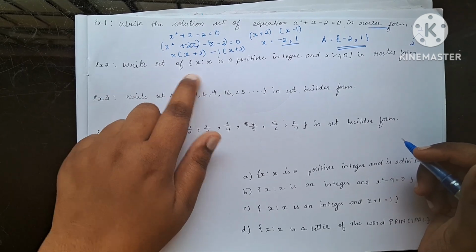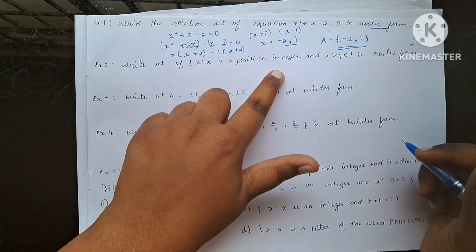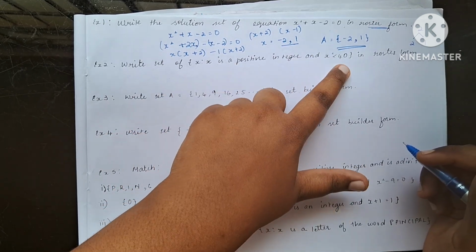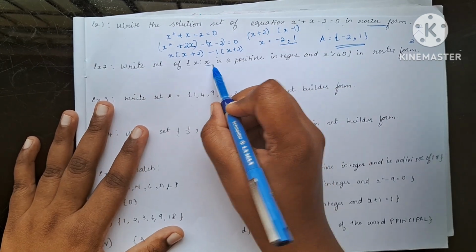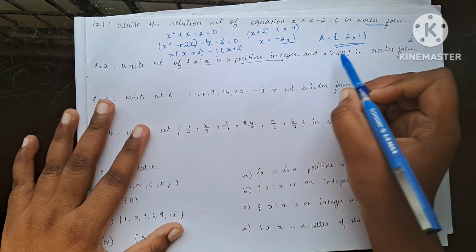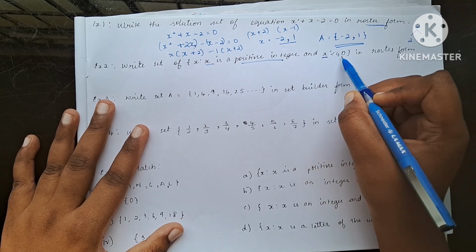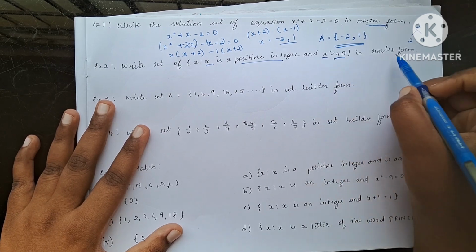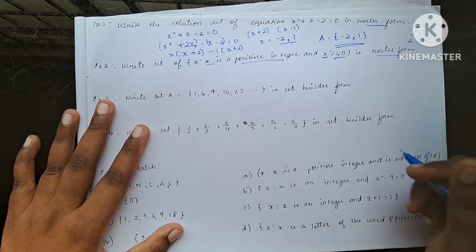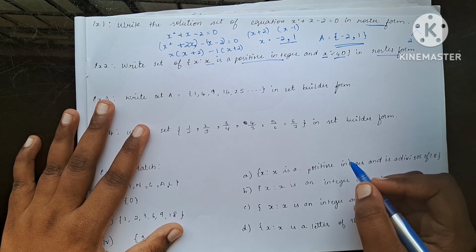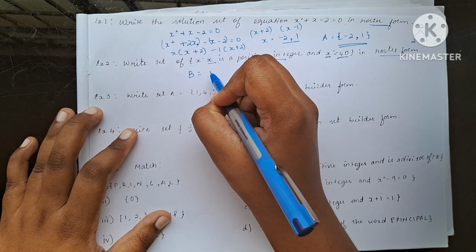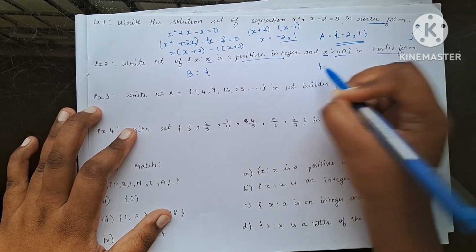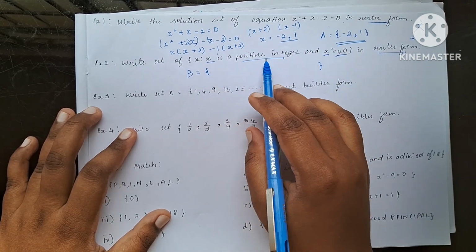Next, write the set of x such that x is a positive integer and x square is less than 40 in roster form. So now they have told x is a positive integer and squaring it will be a number less than 40. You have to list the elements with commas in between and flower brackets enclosed. So let's name the set. I'll keep it as B, flower brackets. So now x is a positive integer.